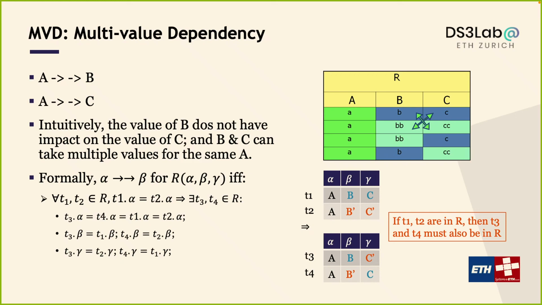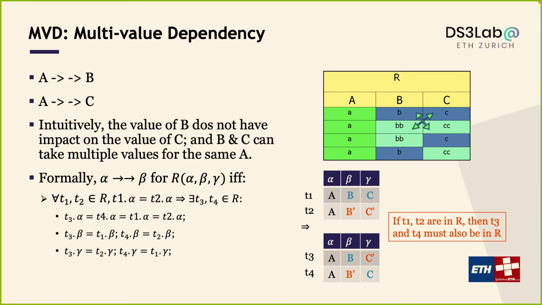Okay? So again, the definition might look really long, but essentially it doesn't tell you too much. All it's saying is if you have T1 and T2, you can swap their beta and gamma, and you can still find those two tuples in the relation. Make sense? Any questions? Questions? Multivalued dependency?